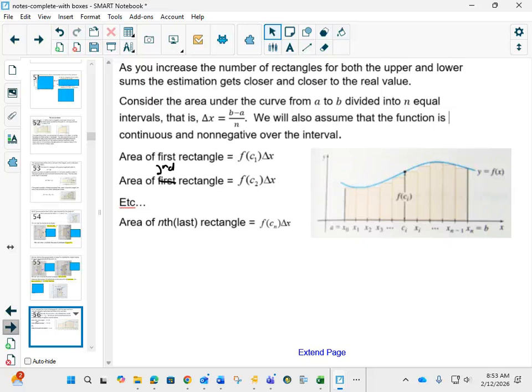So as you increase the number of rectangles for both the upper and lower sums, the estimate gets closer and closer. From a mathematician's point of view, this seems like a good idea: always being lower in one set, always being above in the other one. You're guaranteed that your answer needs to be in between them. And if you can use the squeeze theorem to slowly squish those together, eventually you're going to squish them together to get the actual answer.